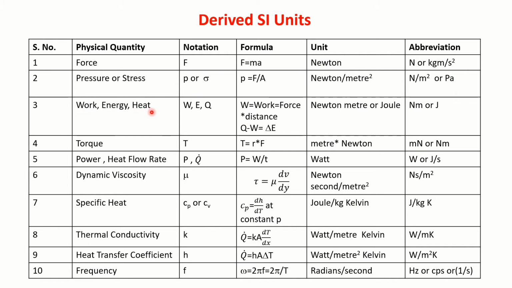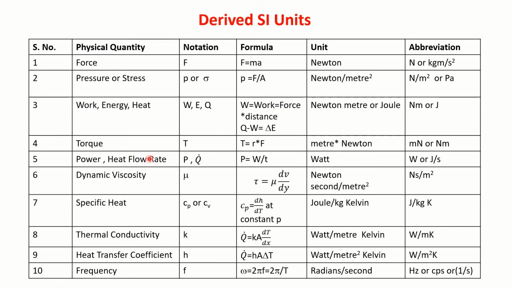Work, energy and heat, they have the same units. So let us define work. Work is force into distance. Unit of force is Newton. Unit of distance is meter. So Newton meter is a unit. It's also known as joule. It is represented by capital J. Similarly, unit of torque. Torque is defined as radius into force. Unit of radius is meter. Force unit is Newton. So meter Newton or Newton meter.